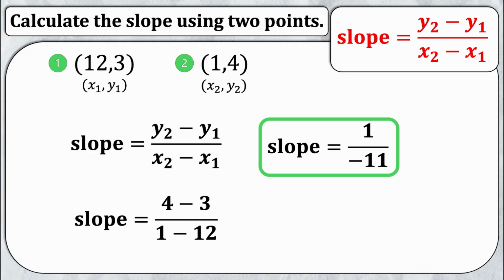And I know that looks like a confusing fraction, but you're actually allowed to leave it like that. In fact, it's more precise if you leave it as a fraction than if you make it a decimal and you round it. So the slope being 1 over negative 11 is a totally allowable answer. Let's look at one more set of points to really drive it home.